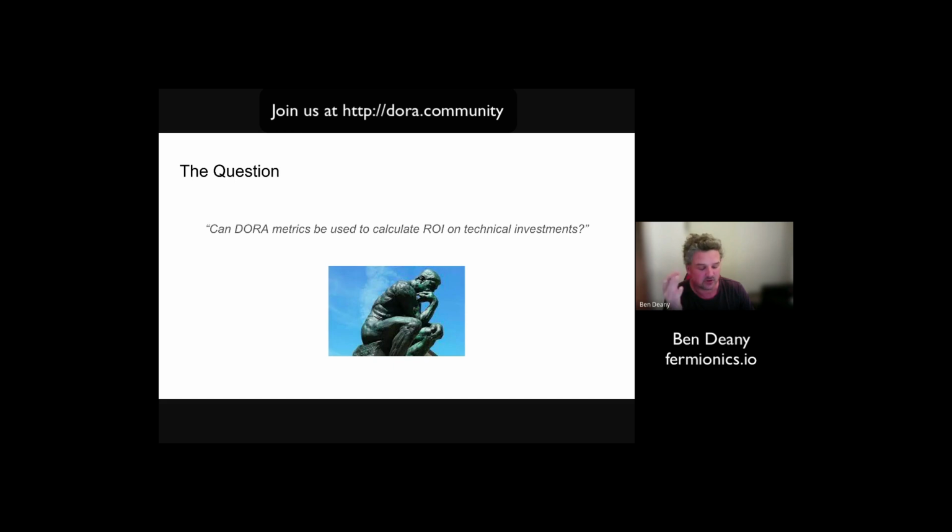Right. So this user of Fermionics has been using DORA metrics for about 18 months now and tracking them consistently across all their technical ecosystem, their deployables. And a little while ago, we were chatting, and we wondered, can DORA metrics be used to calculate some kind of return on investment on technical investments? And what I mean by technical investments is something that you might see in the Google technical catalog, automated testing or improved DevOps and that kind of thing.